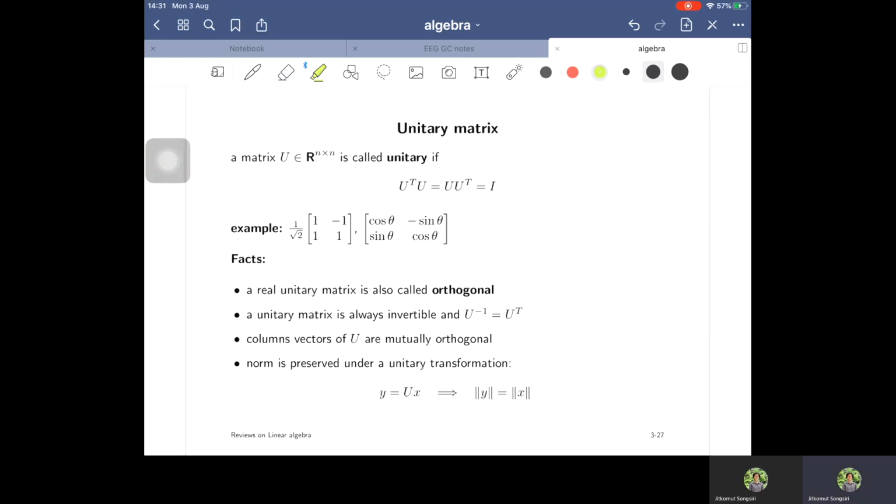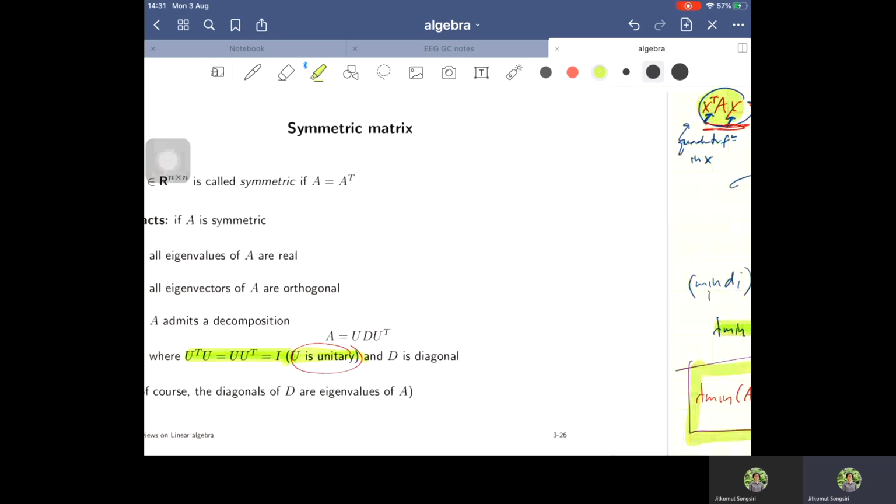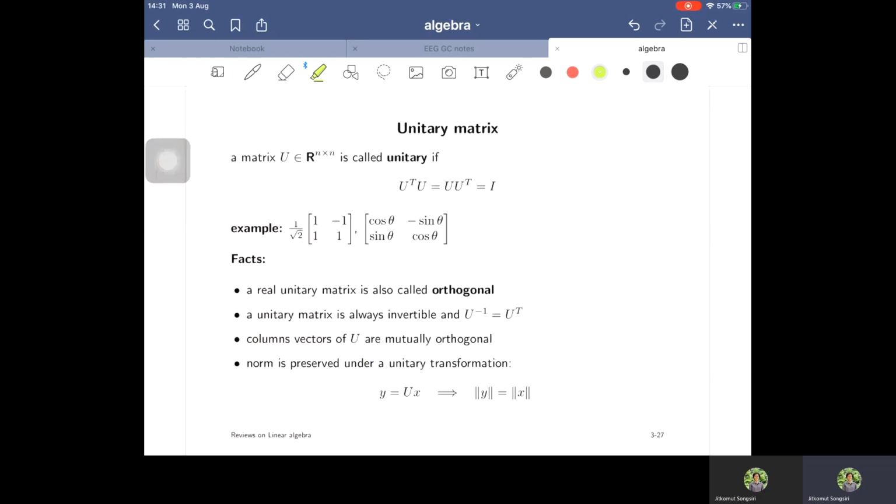So the three properties of symmetric matrices have now been shown completely. Next, let's take a look at unitary matrices. I'm just going to focus on real matrices. The definition is that U transpose U equals U U transpose equals I.